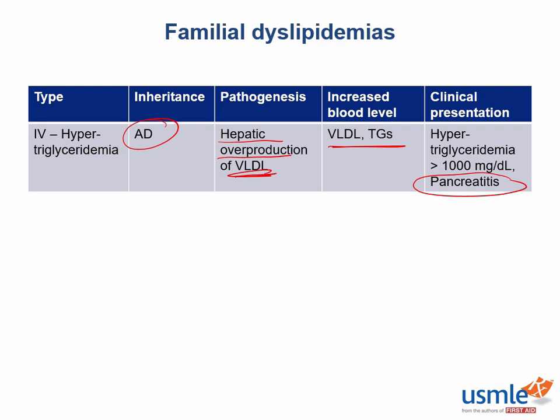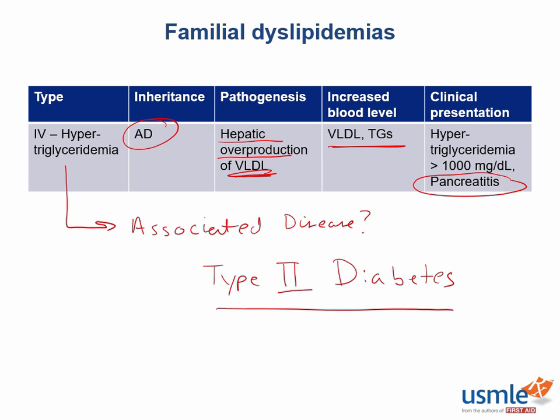And can you think of a disease that may be associated with type 4 hypertriglyceridemia? There you go, type 2 diabetes, as hypertriglyceridemia is often seen in the setting of insulin resistance. Alright, well that'll wrap up the familial dyslipidemias.